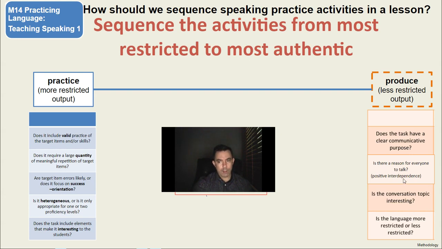Also, that second one I want to draw your attention to. Is there a reason for everyone to talk? In other words, does everyone have to participate in order to successfully do the activity? Now, if a fluency activity is designed such that one participant can just sit there and hang out, then there's no what we call positive interdependence. Positive interdependence means you can't successfully do the activity unless everyone is participating.